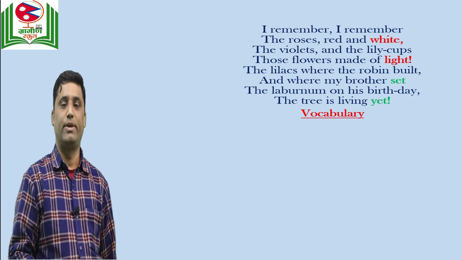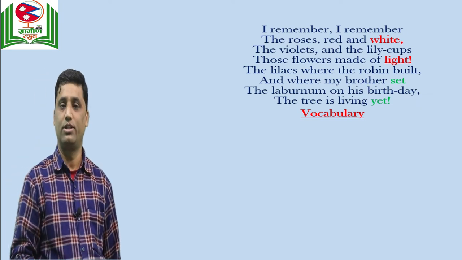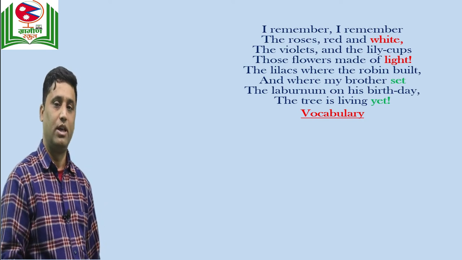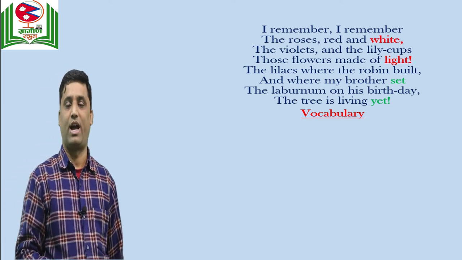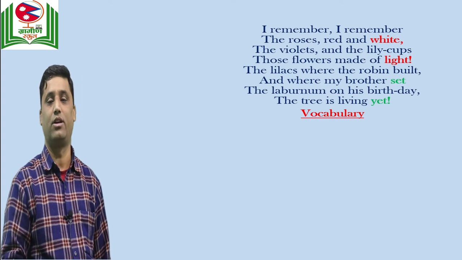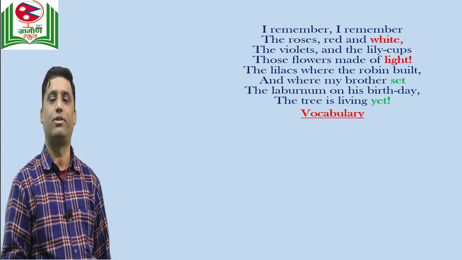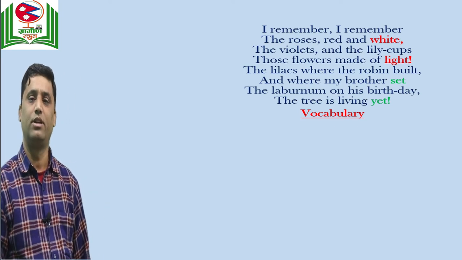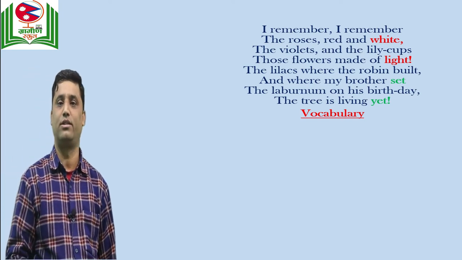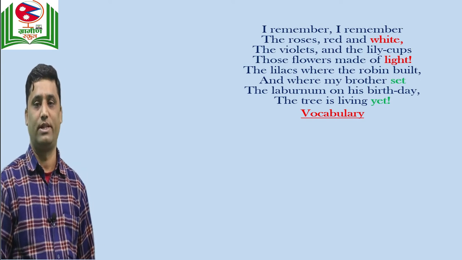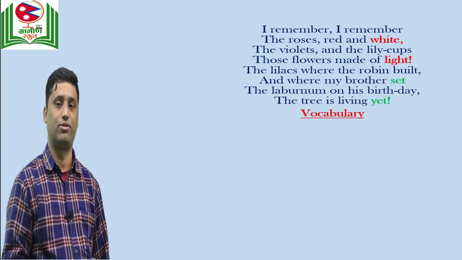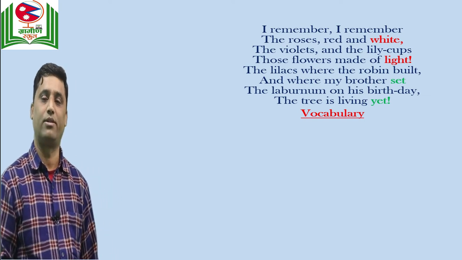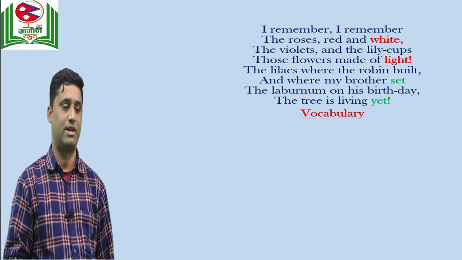So now the poet remembers the roses. Roses can be red as well as white, and roses can be of different colors. He also remembers the violets. He also remembers the lily cups. These are the flowers that would attract him, that would fascinate him in his very childhood. That means the poet is also fascinated by the beauty of nature, beautiful flowers, multifarious flowers, because all these flowers were made of light, means very bright colored flowers.